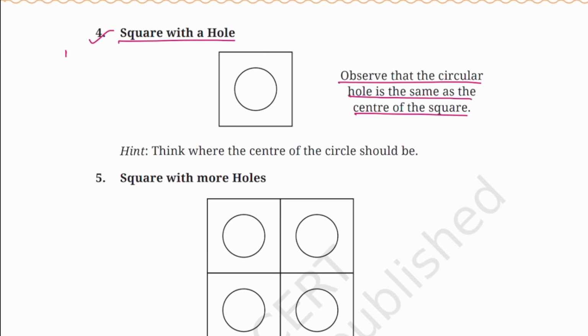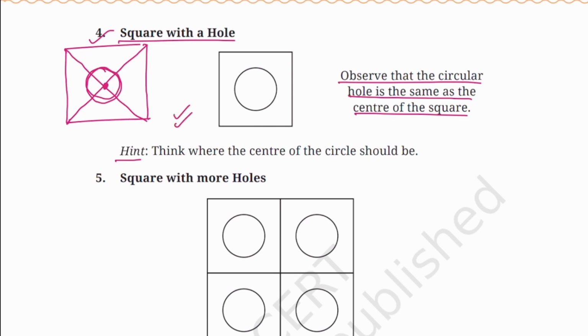First, you have to draw a square. Then join the opposite corners like this. You will get a center. Using a compass, you can draw a circle like this. You will get this shape. Hint: think where the center of the circle should be.